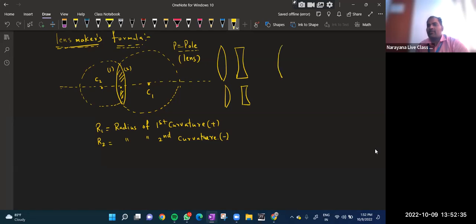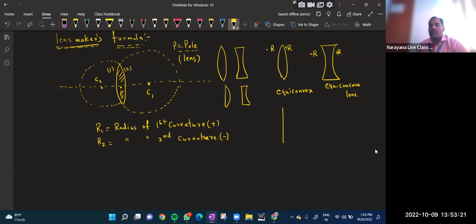How many types of lenses are there? Many types of lenses. First one is what? Equiconvex lens. Equiconvex means this radius of curvature, how much is there? This also having the same radius of curvature. And if you see this, equiconcave lens. Means this radius of curvature R, this also R. But this is minus R, this is plus R. Are you getting my point? I don't need to explain now why negative and why positive.